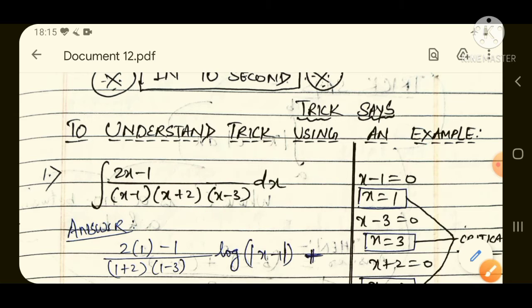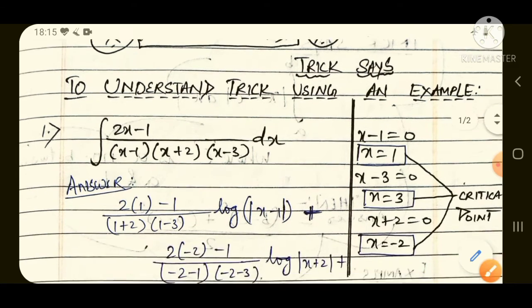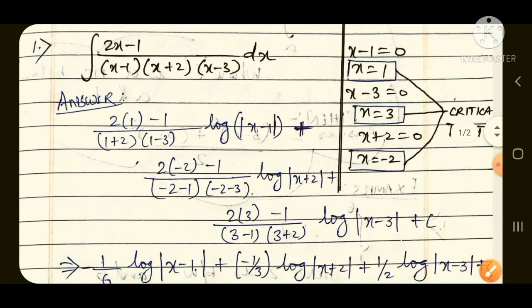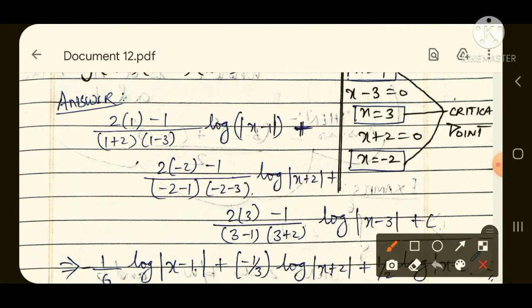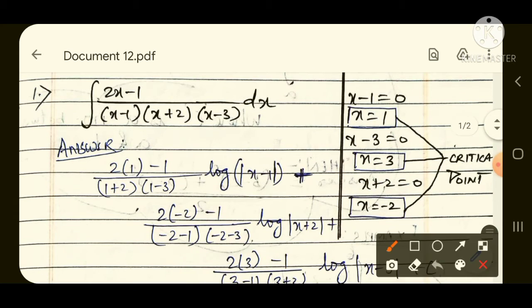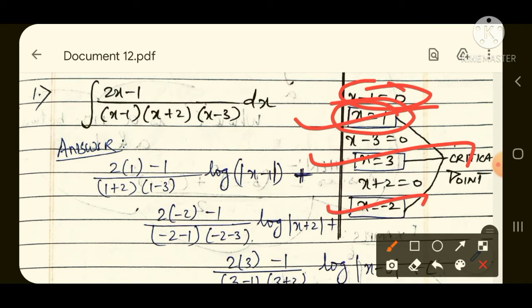So for this, what we need to do, firstly we will put all the denominators as 0. Like you see here, I have put all the denominators as 0 first. You see here I have put x minus 3 is equal to 0, so we get x is equal to 3. I have put x plus 2 equal to 0, so I got x is equal to minus 2. And I have also put x minus 1 equal to 0, so I got x is equal to 1. So here we got three critical points. They are x is equal to 1, x is equal to 3 and x is equal to minus 2. Now see what is the trick, how can we apply the trick.